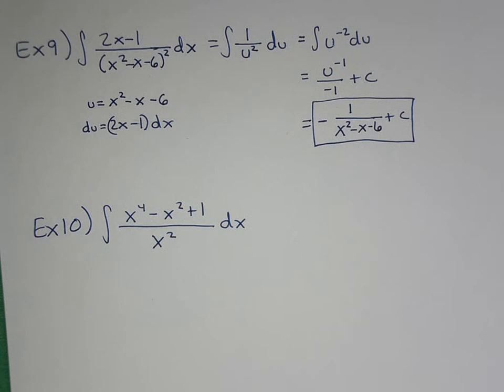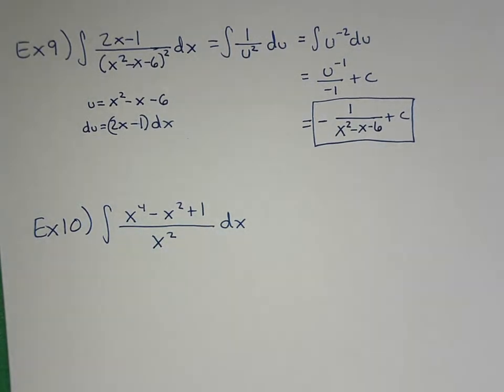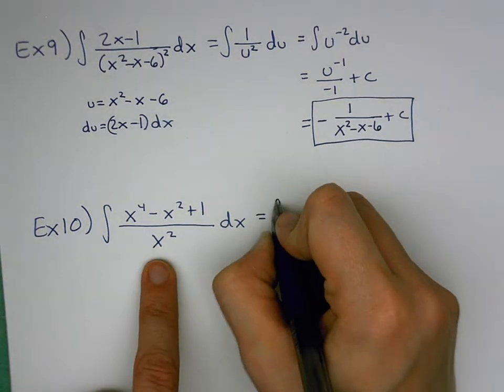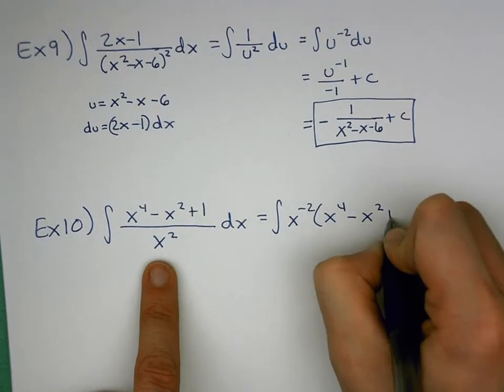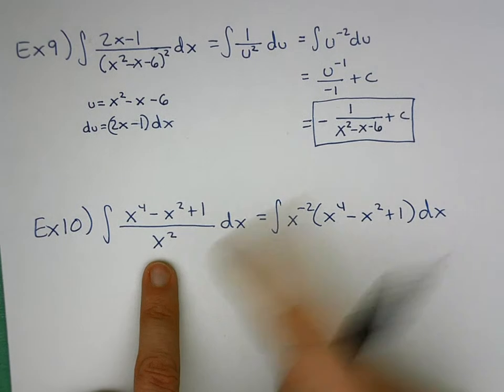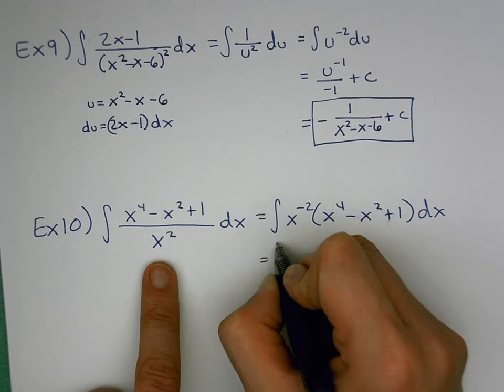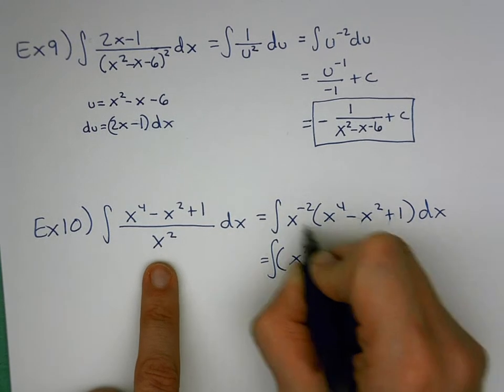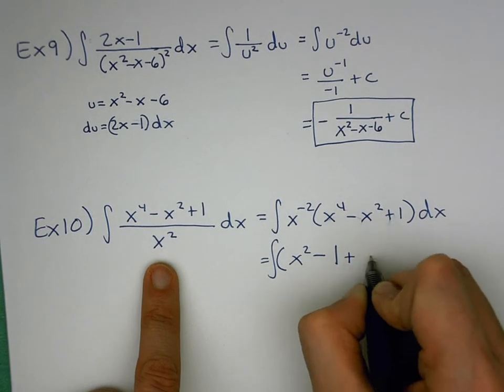Different things you could potentially do here. This one you could do long division on if you wanted to. x to the 4th minus x squared plus 1 inside the house, all of that. But this one actually, you don't have to do that because I could rewrite this x squared as x to the negative 2. And because I have a singular denominator down here, I can do that, and that allows me to distribute. So x to the negative 2 times x to the 4th is x squared. x to the negative 2 times x squared is 1. And x to the negative 2 times 1 is x to the negative 2.